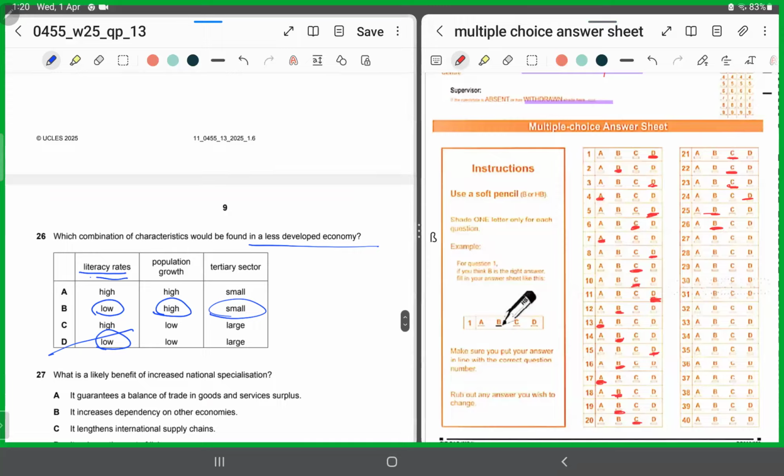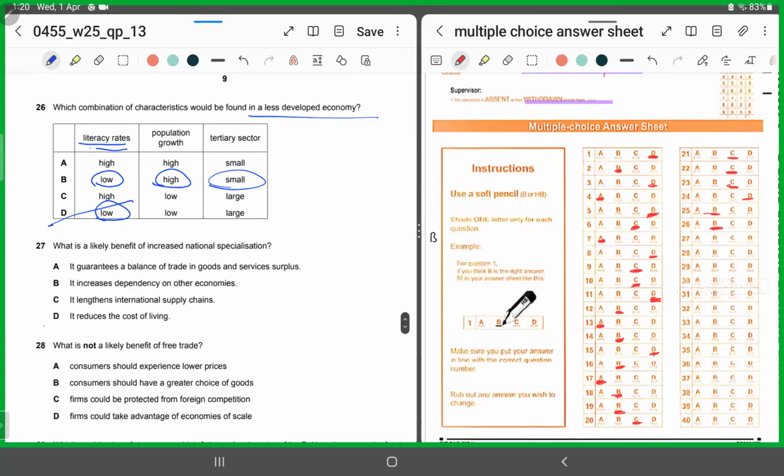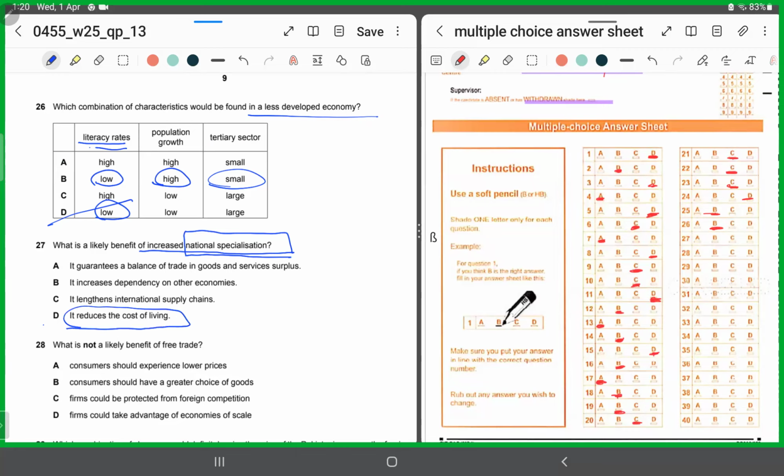Number 27. What is a likely benefit of increased national specialization? When a country specializes in the production of goods in which it has a comparative advantage, what happens? It reduces the cost of living, right? It's better off. It's earning more. So for 27, it has to be D. It cannot be A, it cannot be B, it cannot be C because C is a disadvantage. B is also a disadvantage because it says you're going to be dependent on other economies. That's incorrect. B says it guarantees a balance of trade, not necessarily, right?